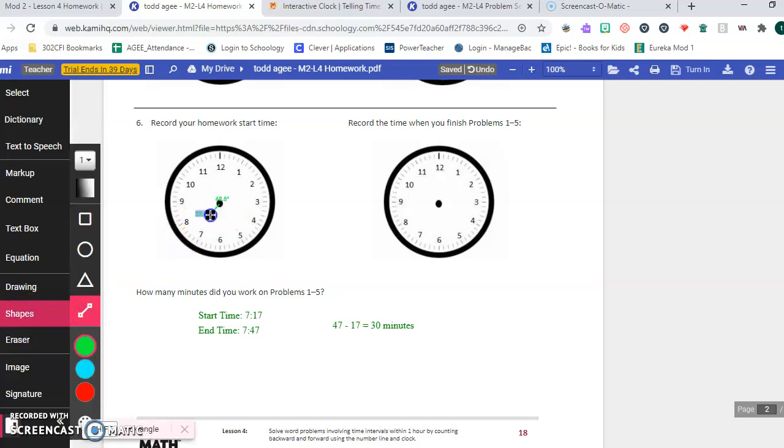I'm sorry, I'm saying it all wrong. It's too early in the morning. My hour hand would be slightly past the 7, and my minute hand would be at the 17-minute mark. So I'm going to draw it all the way to that mark.